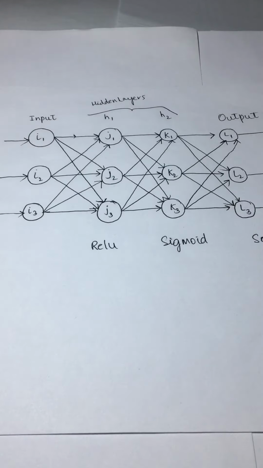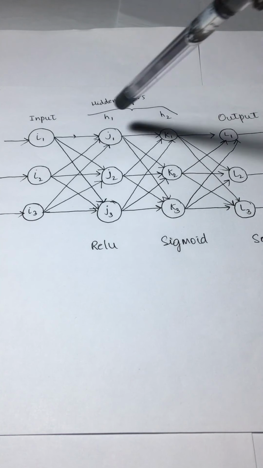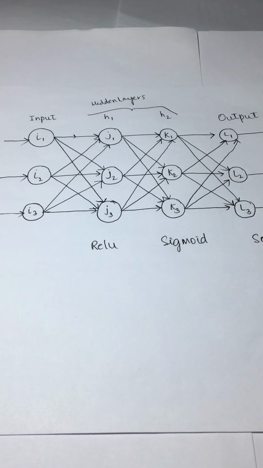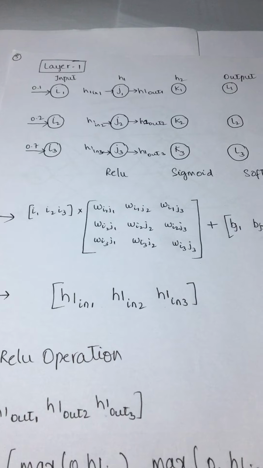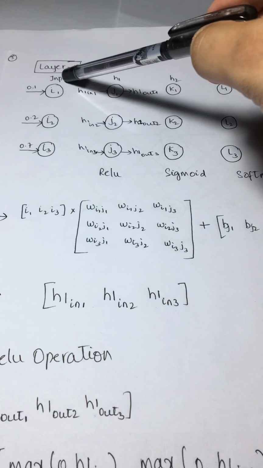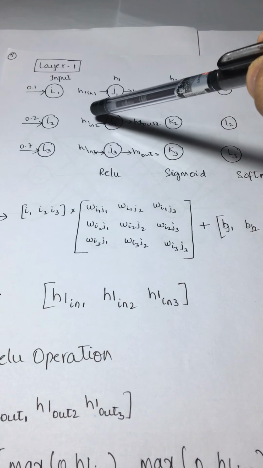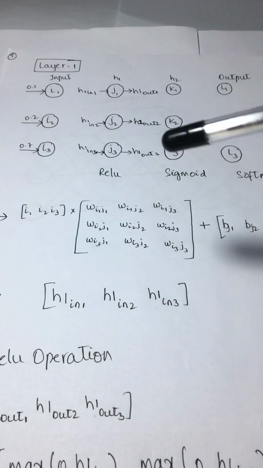So let's start with the forward pass. Forward pass is where you have the input values and you're moving to the first hidden layer, right? Consider this particular structure. This is your layer 1. You're calculating H1 in 1, H1 in 2, H1 in 3, and so on.